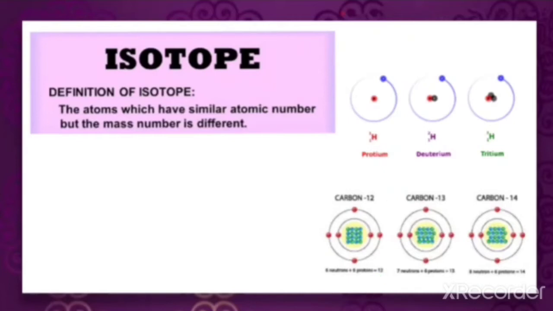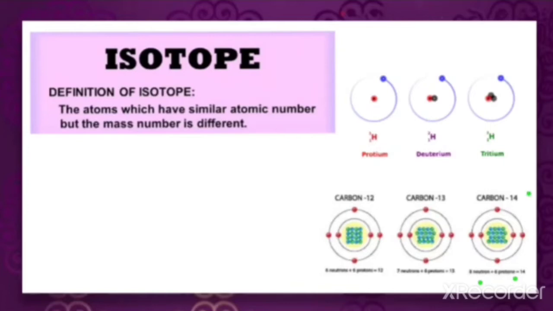In carbon 13, there are 7 neutrons and 6 protons, so the sum is 13, and 13 is the mass number here. In carbon 14, the number of neutrons is 8 and the number of protons is 6, so the sum is 14.